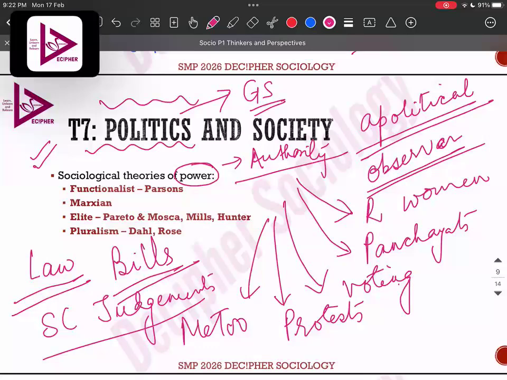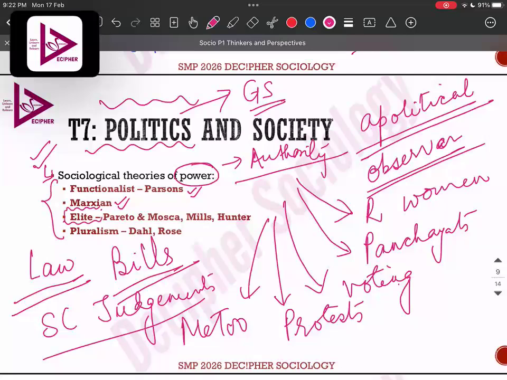So, all these things, how are they affecting society? How are they affecting the thinking, the thought process of society? Are they helping in making changes? This you have to understand, and also what were the contributions of the initial thinkers in studying these political powers. For example, we have Parsons, we have Marx, then we have elite theories.